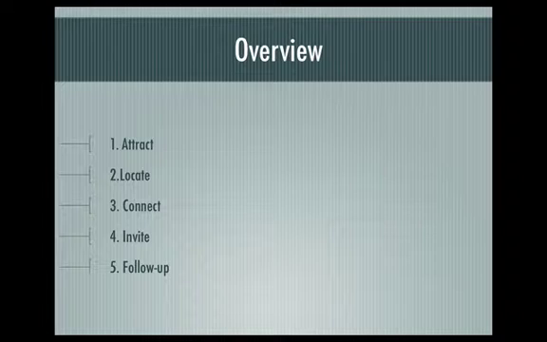So the overview, what are we going to talk about here? We're going to talk about how to attract people to you. Instead of being the hunter, you're the hunted, I should say. You want people actually coming to you and asking you about your business. Then how to locate people, where exactly they are, how to connect with them and find a connection with them, how to invite, which I go into a lot of detail on, so this is very powerful, and also the follow up. These are the simple 5 steps: you're going to attract them, locate them, connect with them, invite them, and then follow up with them. Like I said, a simple blueprint for you.